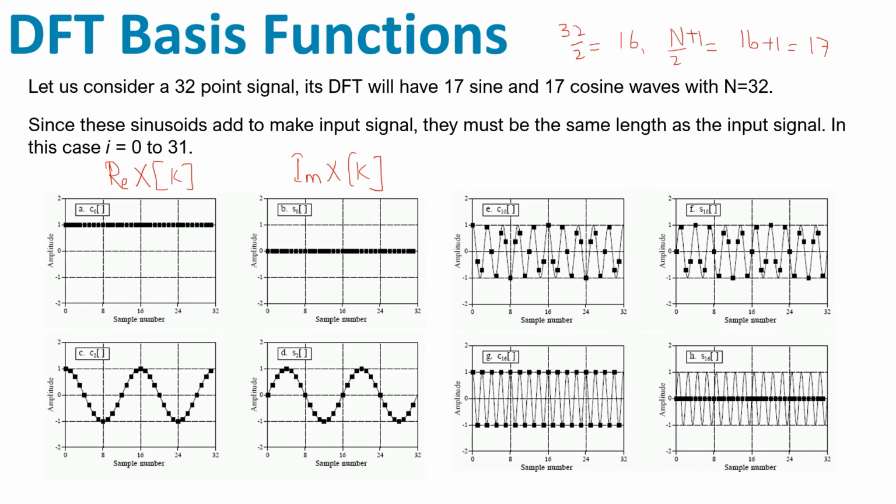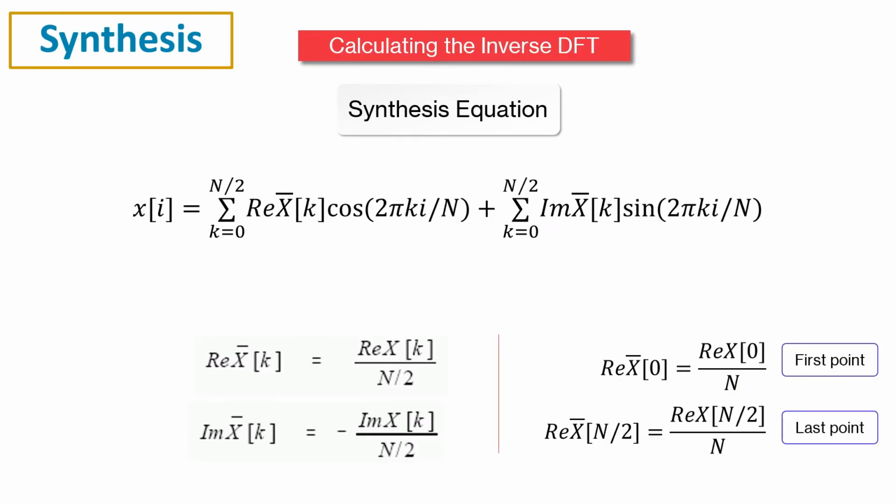So the first and last components of sine, or the imaginary component, do not contribute to the whole synthesis process, okay, because they are 0. This is 0 and this is also 0. That is why the first and last components are different. So the first and last components are calculated like this.